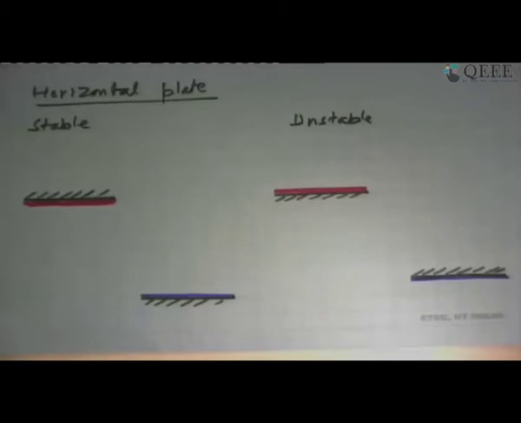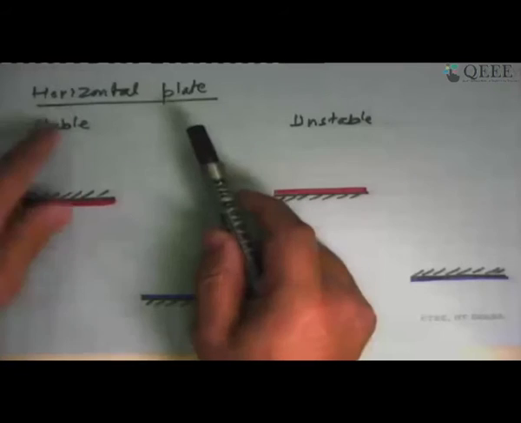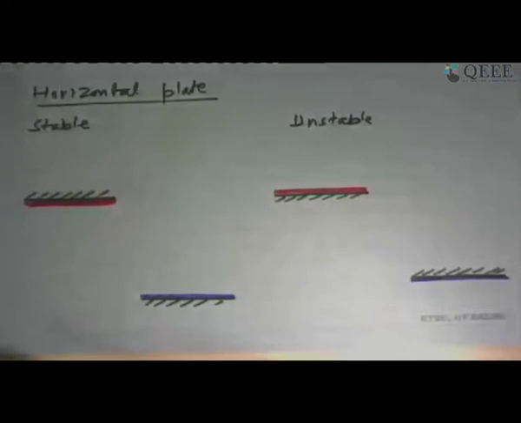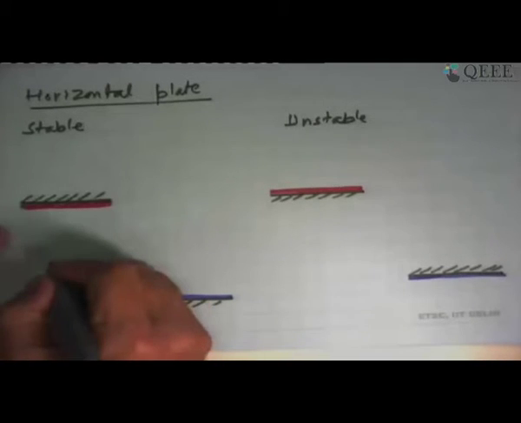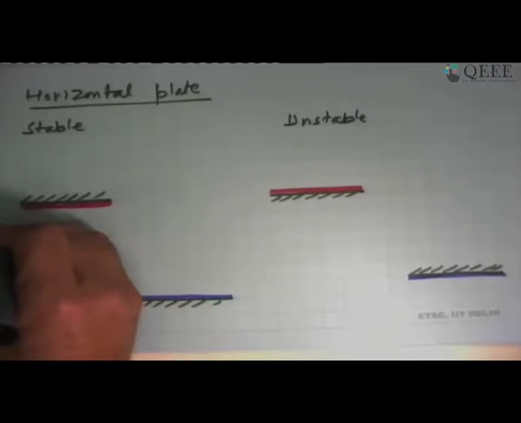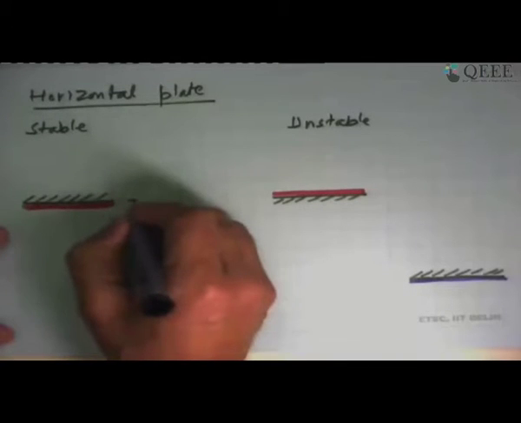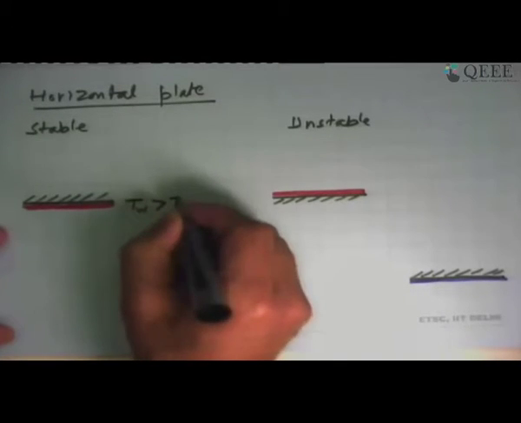Then we come to the extreme case where theta now becomes 90 degrees and we independently classify this as a horizontal plate. So how do I get the heat transfer coefficient on a horizontal plate? So you have two conditions which you call stable, two are unstable. The stable condition is that you have a plate with the heat transfer surface downward and TW greater than T infinity.